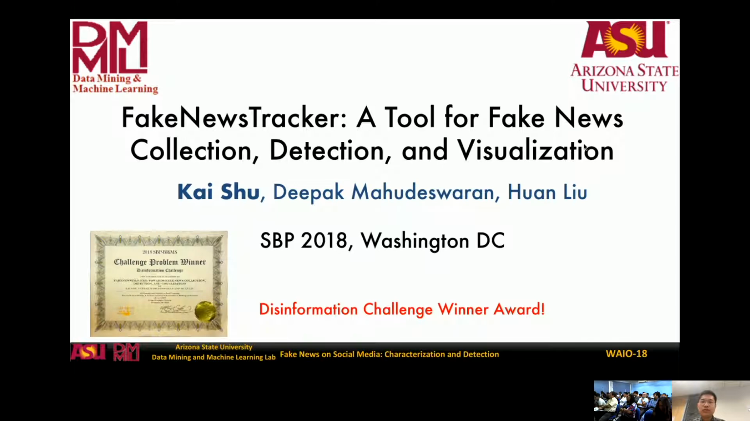The first is a tool we built called Fake News Tracker. This is a paper published at this year's conference. Actually, this work has been recognized as the best tool in the disinformation challenge. We got the best award of this disinformation challenge. You can also look at this paper on my website.